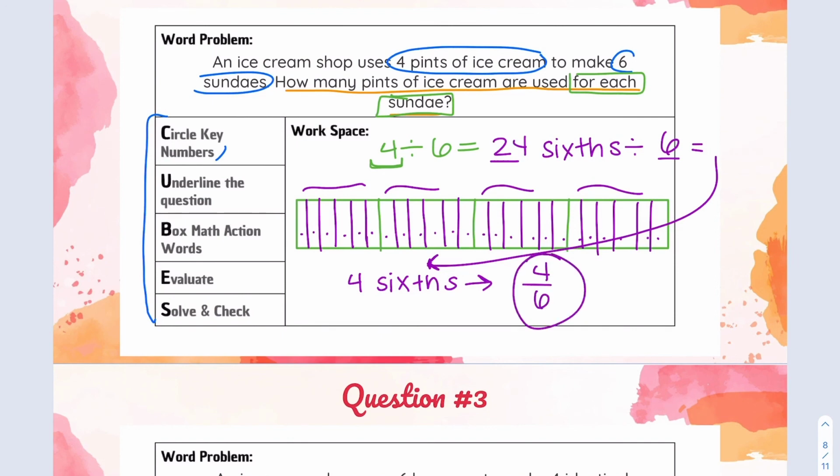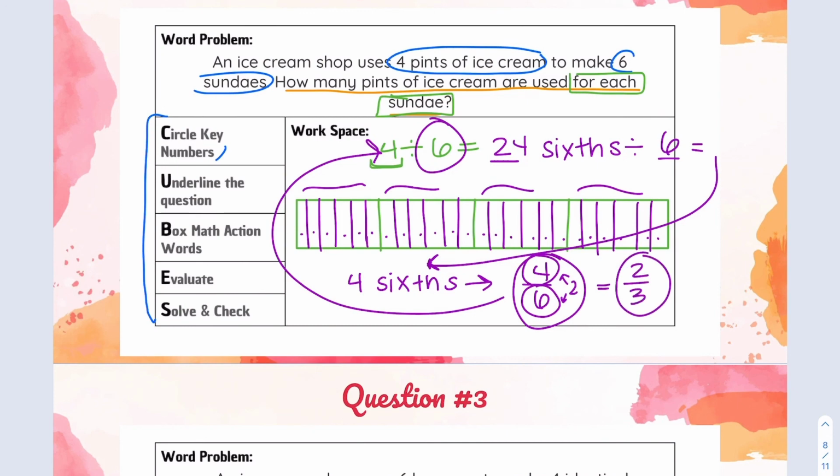And notice how the top number is that first number in the division sentence, and that bottom number, the denominator, is that second number, the divisor, in that number sentence. We could continue to simplify this. I know that 2 goes into both of these. So 4 divided by 2 is 2. 6 divided by 2 is 3. So our answer is 2/3.